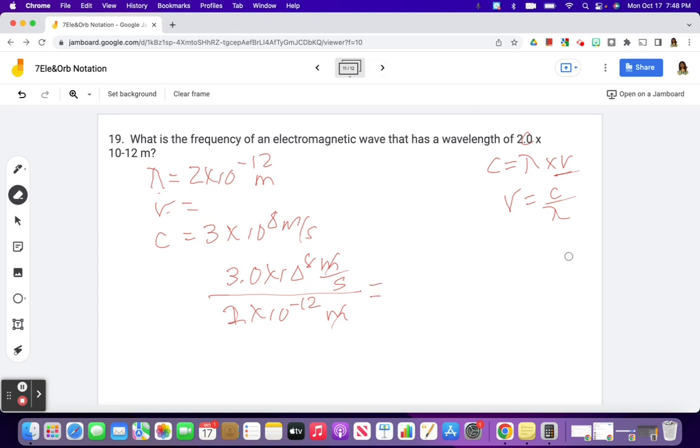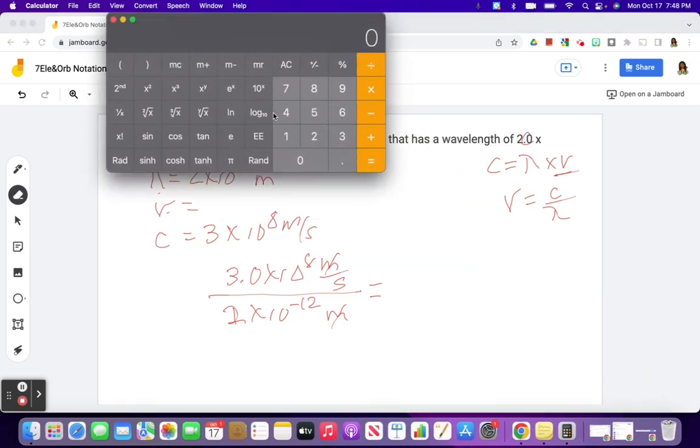So let's pull up our handy dandy calculator. We type 3 EE, and since the 8 is positive, we don't need to hit the negative sign. Then we divide it by 2 EE negative 12. And we get 1.5 times 10 to the 20th. And our answer is going to be hertz. And that's how we solve that problem. Remember to show your work when you do these math problems in science.